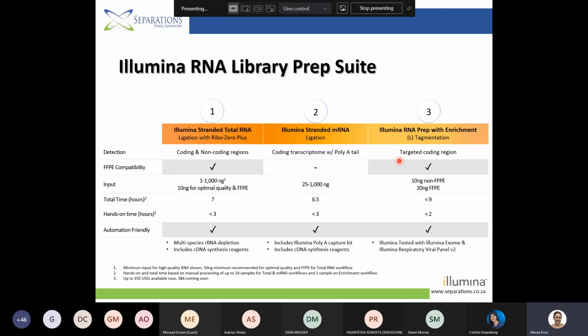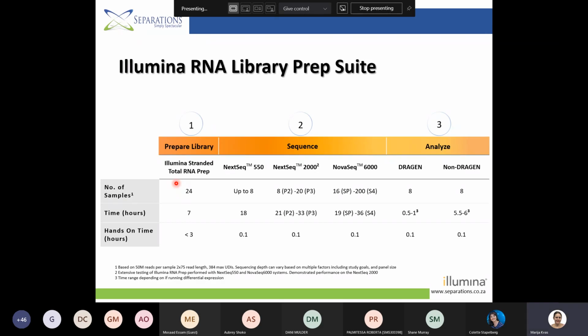Like I mentioned briefly, Illumina has improved on the RNA library prep so that we have a lower input amount, and the turnaround time or the hands-on time on the actual library prep is much less.